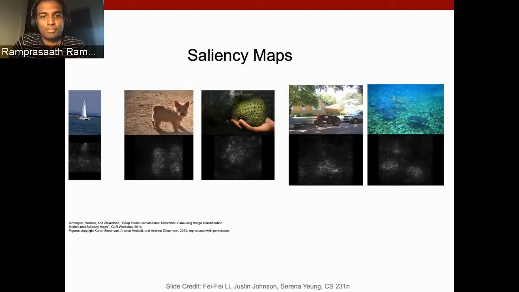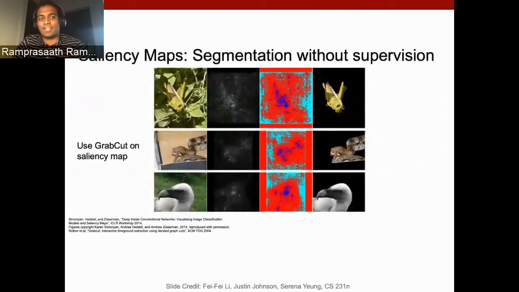People have used this to get these kind of saliency maps. And there was this very popular algorithm called GrabCut, which requires some kind of an annotation as to where the object would occur. But if you use these saliency maps for GrabCut, you'll be able to get semantic segmentation without any direct label data. So in this, they're using this GrabCut segmentation algorithm, and you see these really nice looking visualizations.